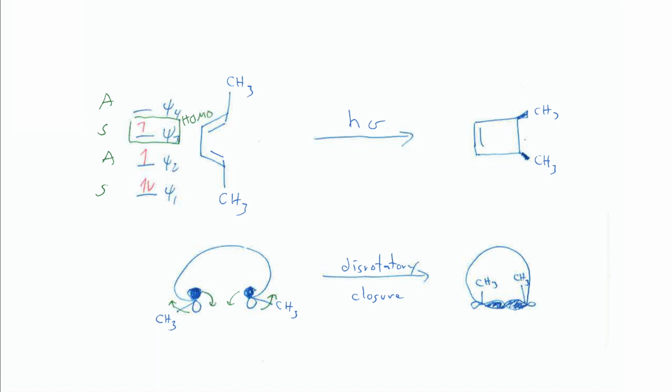You look at the symmetry of that HOMO, you use that to determine whether the ring closure has to occur via conrotatory or disrotatory closure. You can then draw out a simplified molecular orbital diagram, attach any substituents in the directions that they should be pointing, do the rotation, and see which direction those substituents go relative to one another to determine the stereochemistry in the product.